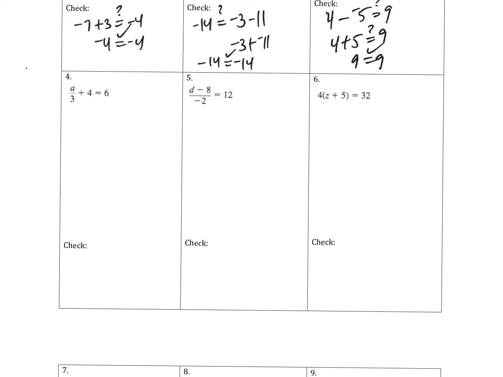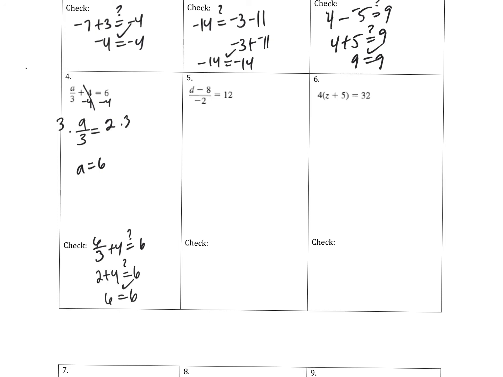Okay, so since I have a divided by 3 plus 4, the 4 is the first thing to go. So we're going to subtract 4 from each side. We'll get a over 3 equals 2. A is divided by 3, so to do the opposite, we'll multiply both sides by 3, and I'll get a equals 6. Let's double check. 6 over 3 plus 4 is equal to 6. 6 over 3 is 2 plus 4 equals 6. And that's 6 equals 6.